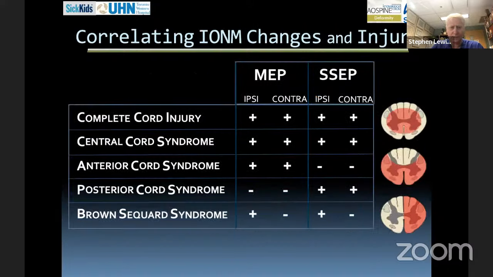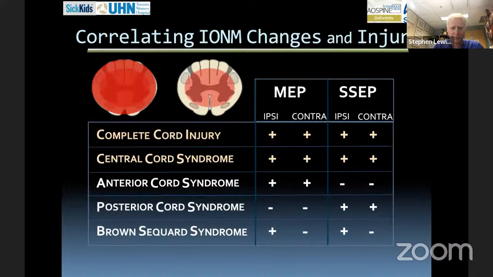So if we look at what to expect during surgery, these are, again, the syndromes, and how do we interpret them? If we have a bilateral loss of MEP and SSEP, our differential now is going to be either a complete cord injury or a central cord injury. So things like where you just closed your osteotomy, you pinch the cord off, you may have some sort of central cord injury, but this is a traumatic event to the cord that you're seeing intraoperatively.